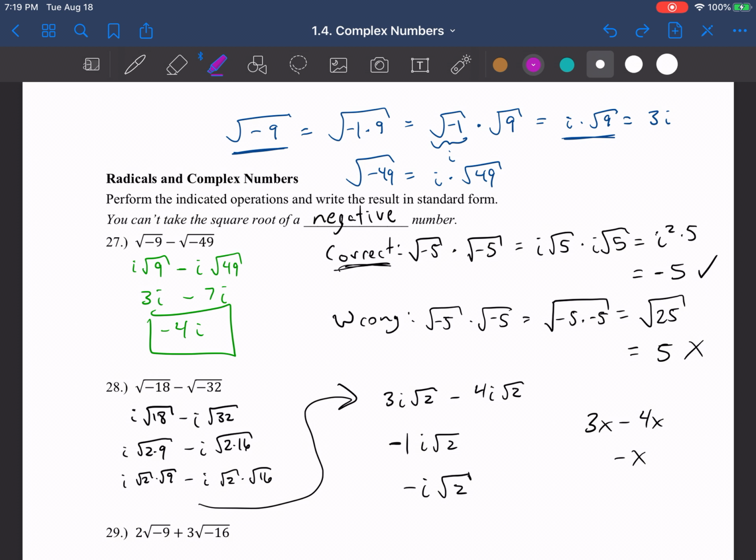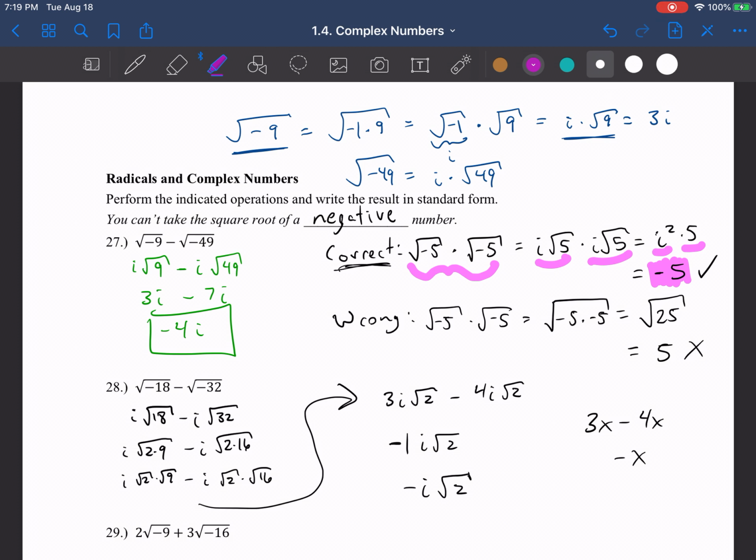Now, be very careful when you're doing this kind of thing. Think about square root of negative 5 times square root of negative 5. This will equal i root 5 times i root 5, which gives you i squared times square root of 5 times square root of 5, which is square root of 25, which is just 5. And then i squared is negative 1, so you end up with negative 5.